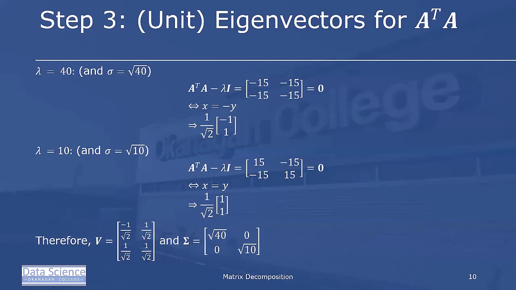When lambda is equal to 10, or sigma equals root 10, our A transpose A minus lambda I is [15, -15; -15, 15]. Set that equal to 0, and we find here that x has to equal y. So we've got 1 over root 2 times the vector [1, 1] when we normalize. So our matrix V is going to be [-1 over root 2, 1 over root 2; 1 over root 2, 1 over root 2]. Our sigma matrix is [root 40, 0; 0, root 10].